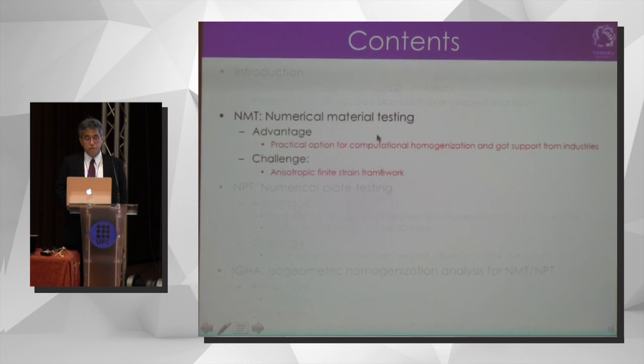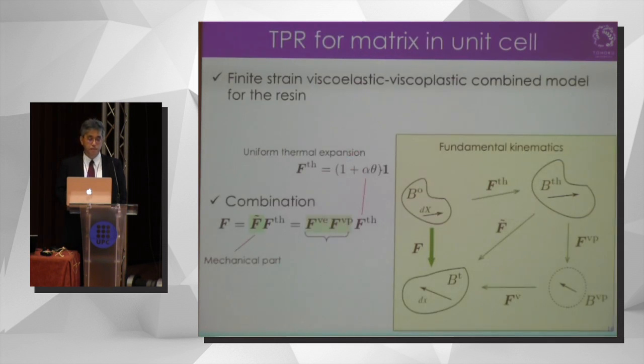So, as you can recognize, the method of numerical material test is definitely a practical option for computational homogenization and has got support, especially from the industry. But unfortunately, macroscopic constitutive modeling based on the numerical material test is not always easy, especially for the anisotropic finite strain framework. Let me look at this issue next.